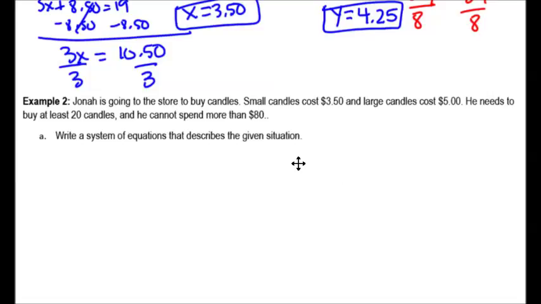It says Jonah is going to the store to buy candles. Small candles cost $3.50 and large candles cost $5. He needs to buy at least 20 candles and he cannot spend more than $80. So we need to write a system to describe this situation. So let's figure out what we're talking about. Let's let X equal the number of small candles that he's buying. And let Y equal the number of large candles.